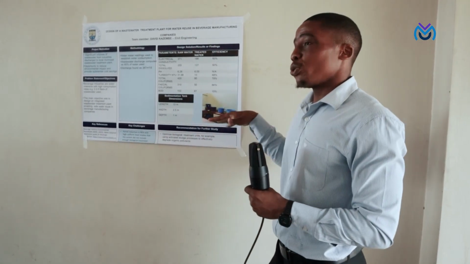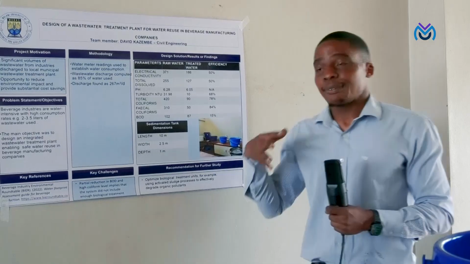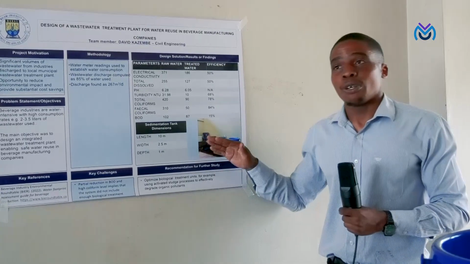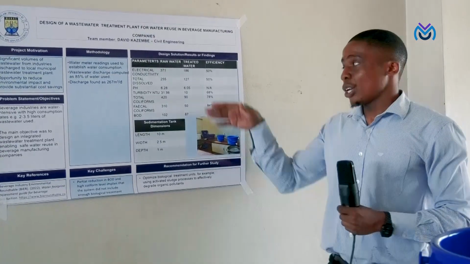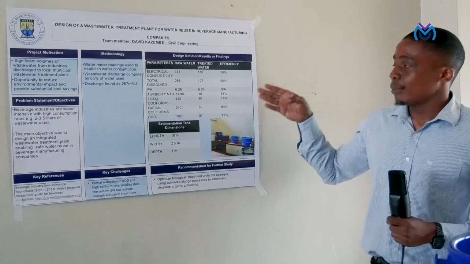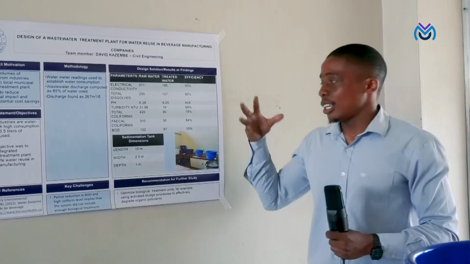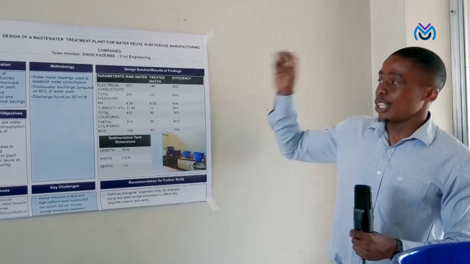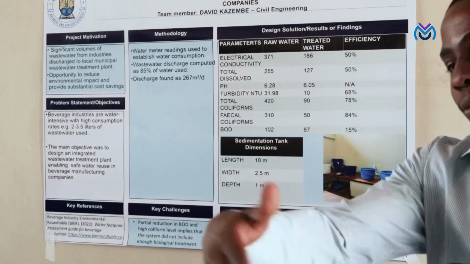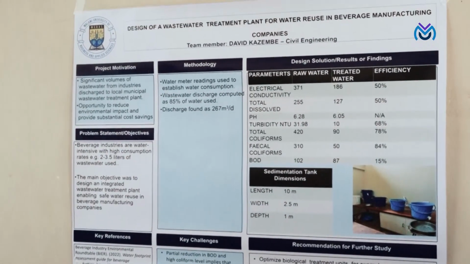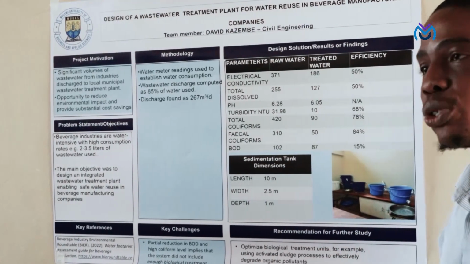So our target was to make sure that we reduce the fecal coliforms to at least less than 50. And we just hit the target on the nail, but we were not able to go less than 50 for a number of reasons. But you can see that in terms of the other parameters, the pH, the total dissolved solids, and the electrical conductivity, the efficiency was 50%, meaning that our treatment unit was working efficiently.